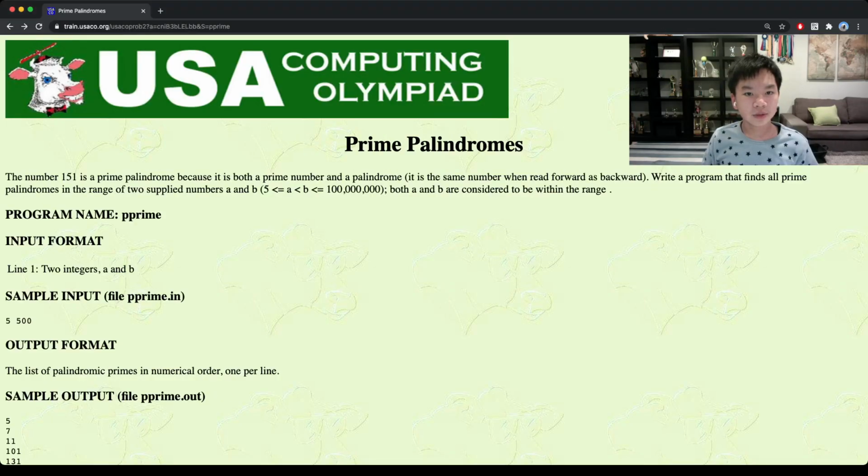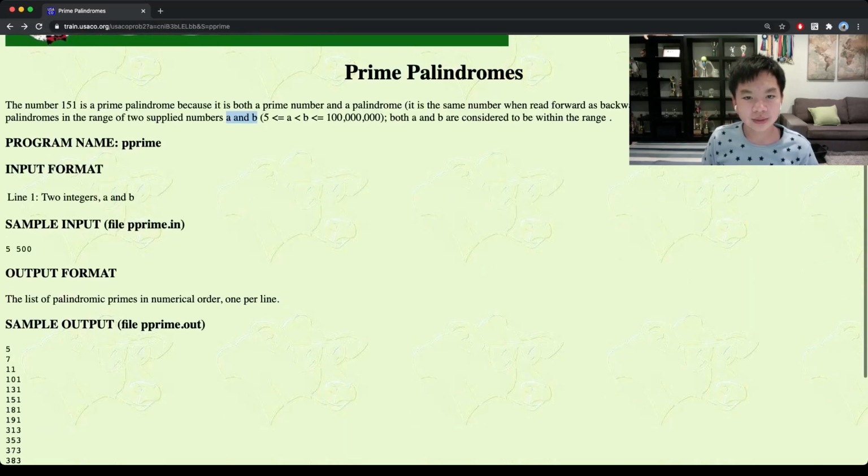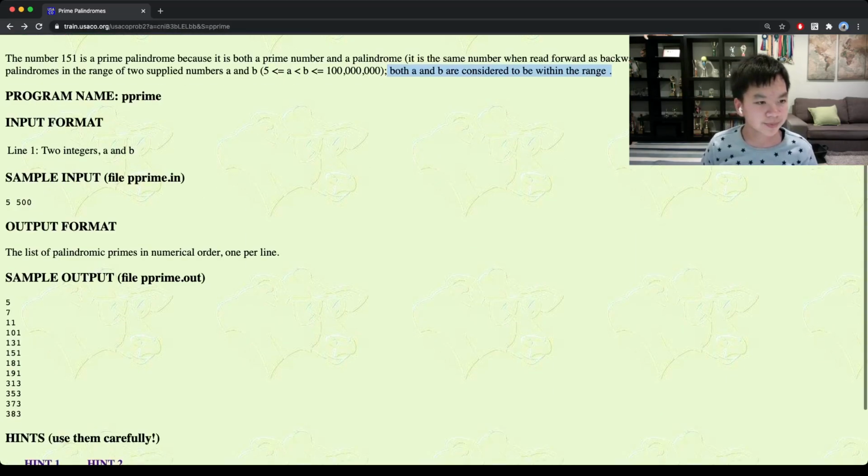Hello everyone, today we're going to look at USACO training prime palindromes. In this problem, we're given two numbers A and B, and we're supposed to find the number of palindromes that are prime, and they are within the range A to B. And it's inclusive, which means that both A and B are considered to be in the range.